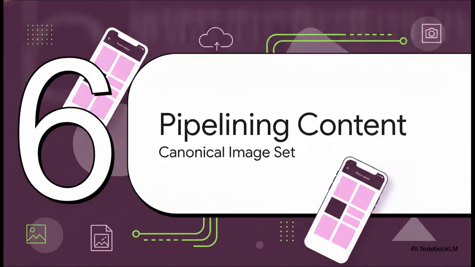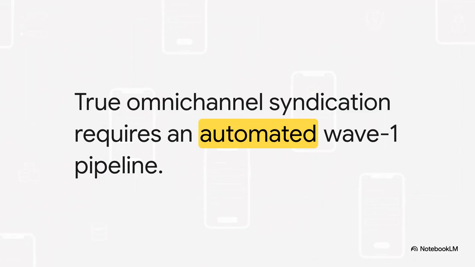All right, Section 6, Pipelining the Content, the Canonical Image Protocol. We're going to pivot just a little bit here because testing data density is only half the battle. The other part is managing the actual media assets. True omnichannel content syndication requires an automated Wave 1 distribution pipeline. Just like the density gate saves you from wasted coding, having strict operational standards for your visual assets saves you from hours of manual, mind-numbing work. You can't have your team manually resizing images for every single social platform. It just completely kills your momentum.